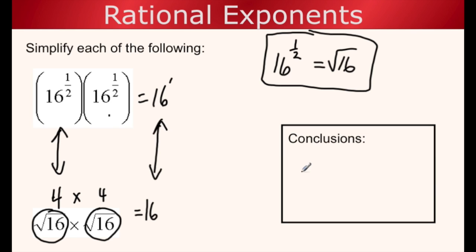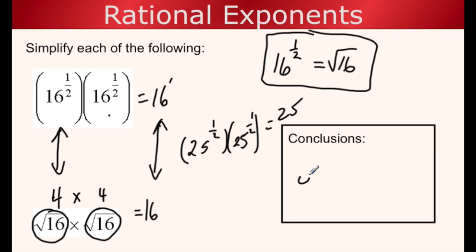So in general, we have that. Now this can be true for any value in the square root, any base. When you think about like 25 to the power of a half, that's the square root of 25 times 25 to the power of a half. That's just 5 times 5 is 25. So this means the square root of 25. So in general, if I had a to the power of 1 over 2, a to the power of a half is exactly the same as the square root of a.